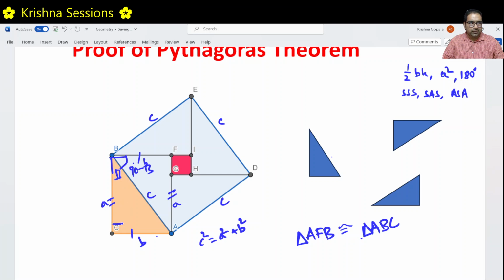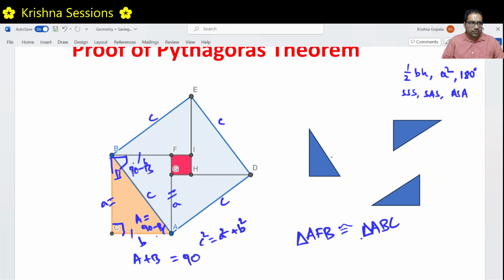Because this is a right angle triangle, this angle is also 90 minus B. A is equal to 90 minus B, right? A plus B plus C is equal to 180. C is already 90, so A plus B is equal to 180 minus C, which is 90. If this is B, then A is 90 minus B, right? A is 90 minus B.